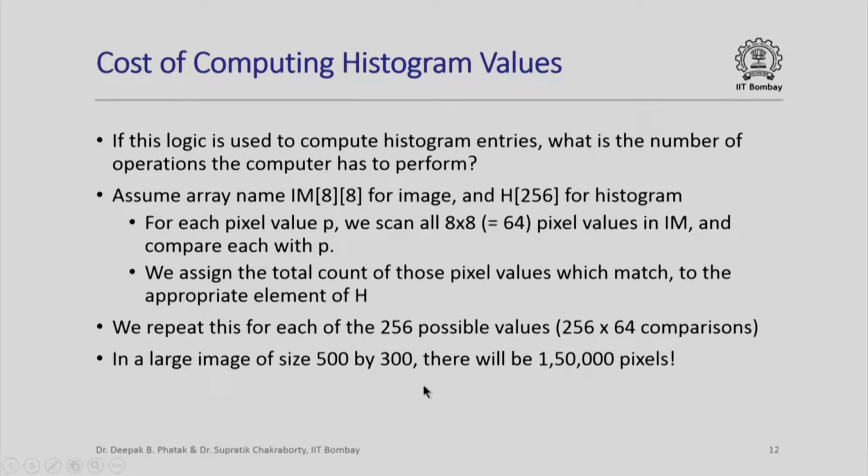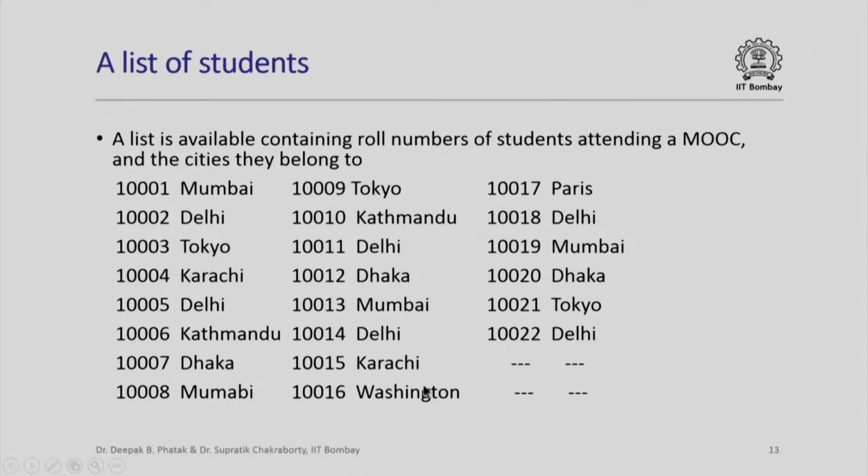Yes, there is, but to look at that way, let us look at another example which has nothing to do with pictures. Consider that we have a list of students who have taken a MOOC course and they belong to different cities. So somebody has prepared a list, I have a roll number and the city to which the student belongs. Then I have another roll number, another city to which the student belongs. So we have this list. There could be thousands of students taking the MOOC course. Imagine now, I just want to know how many students are taking this MOOC course from the city of Mumbai, from city of Delhi, from city of Tokyo, etc.